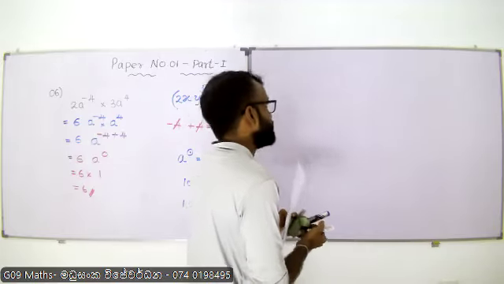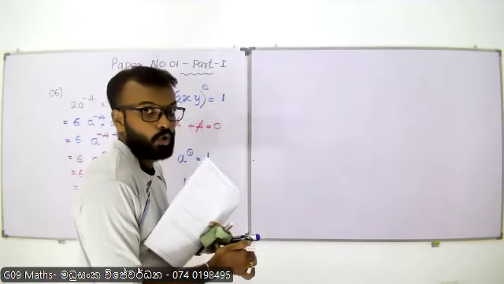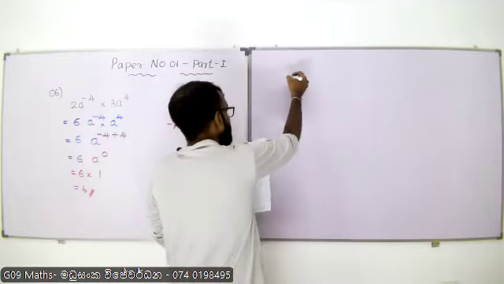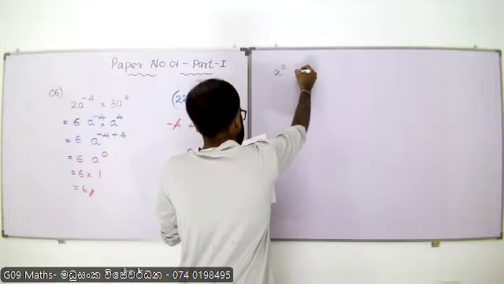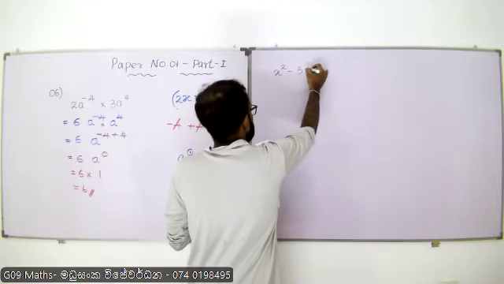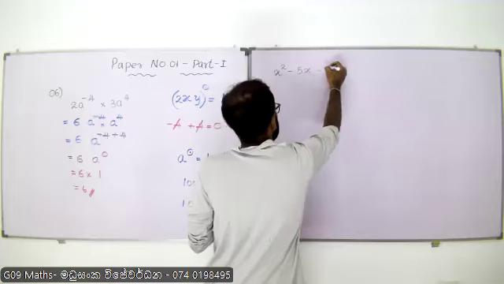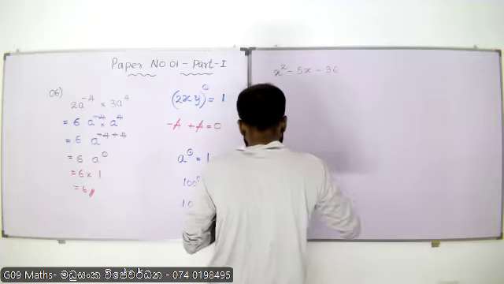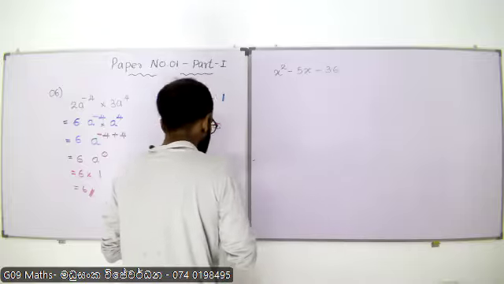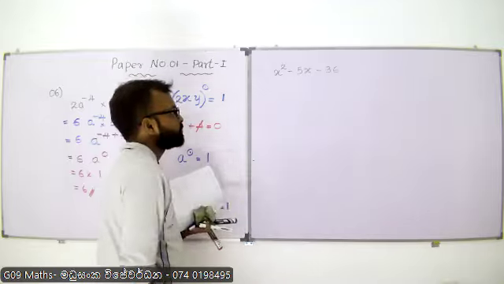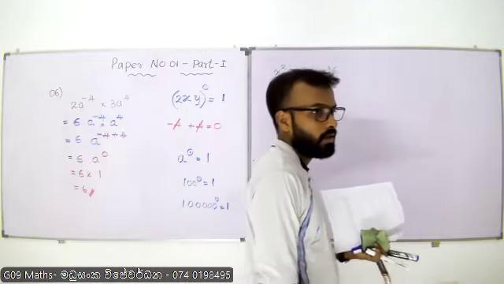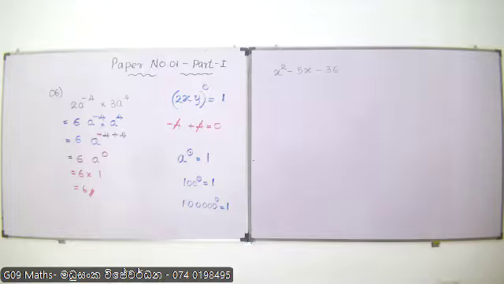Find the factors. Factorization. Quadratic expression factorization. Most of you are doing it wrong. x squared minus 5x minus 36. How to factorize this? You need to make sure that you have two factors here.